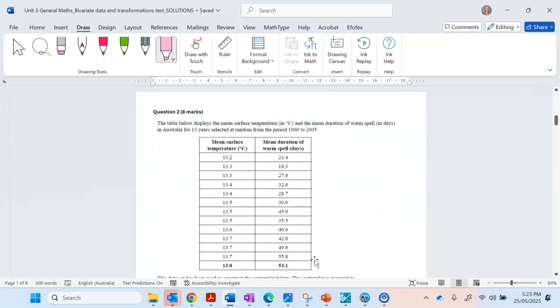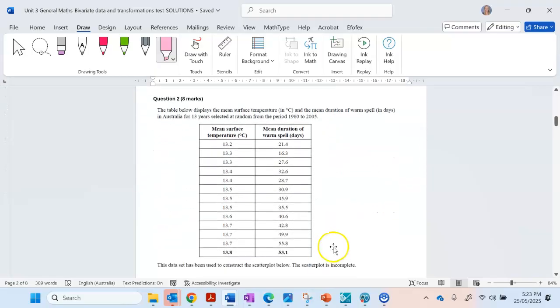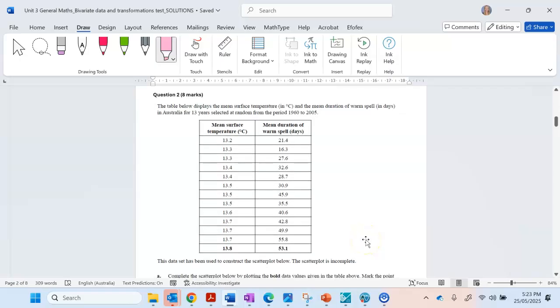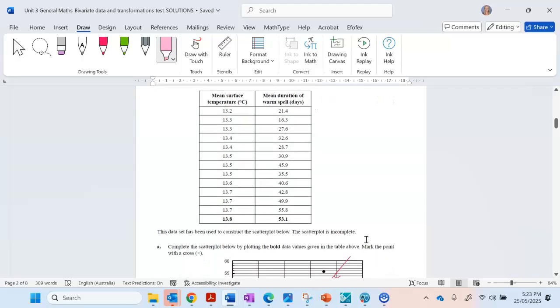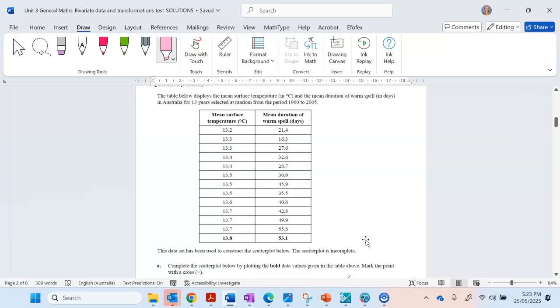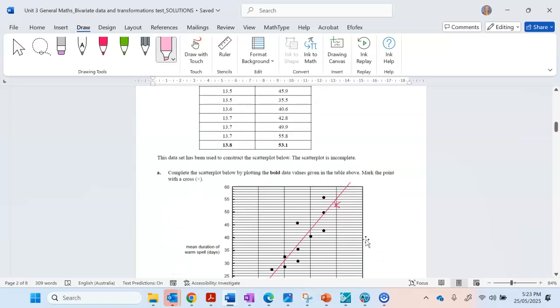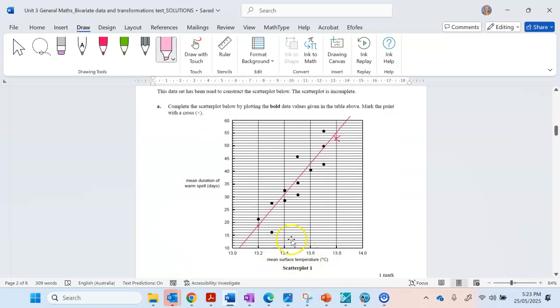All right, moving on to question 2. So we've got the mean surface temperature and mean duration of warm spell in days in Australia for 13 years. Now, sometimes you don't even have to understand the context, especially when they give you a scatter plot, because we can see on the x-axis is our explanatory variable.